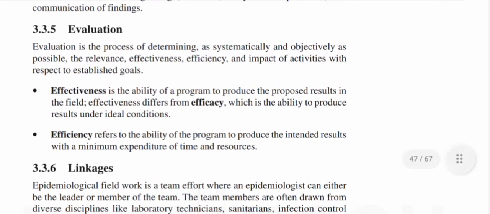Evaluation. Evaluation is the process of determining, as systematically and objectively as possible, the relevance, effectiveness, efficiency, and impact of activities with respect to established goals. Effectiveness is the ability of a program to produce the proposed results in the field. Effectiveness differs from efficacy, which is the ability to produce results under ideal conditions. Efficiency refers to the ability of the program to produce the intended results with a minimum expenditure of time and resources.